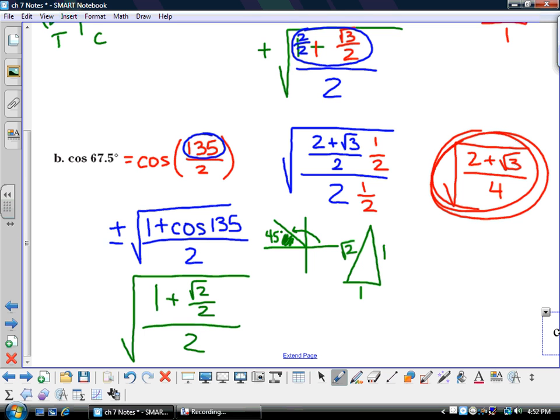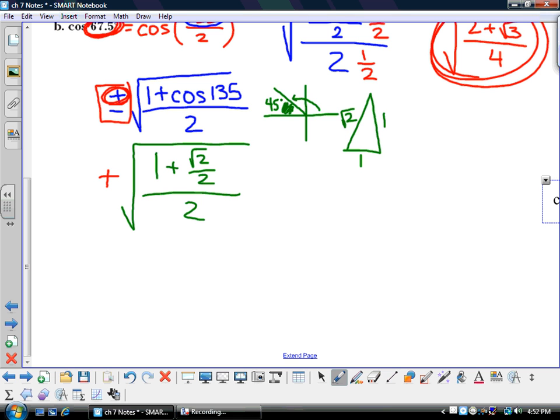Before I forget, I should probably decide if I'm going to be positive or negative. So I'll look back at the original, 67.5 degrees. That's in the first quadrant. In the first quadrant, everything is positive. So my answer is going to be positive, square root of 1 plus root 2 over 2 over 2.